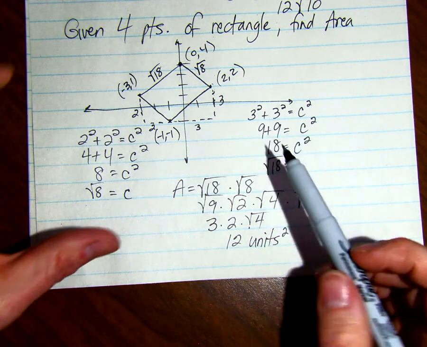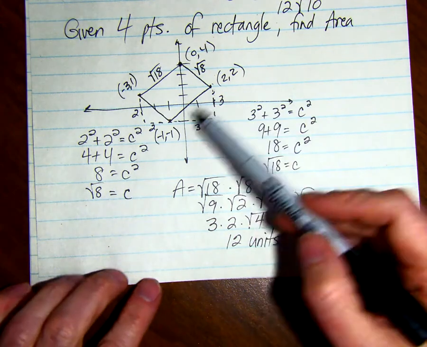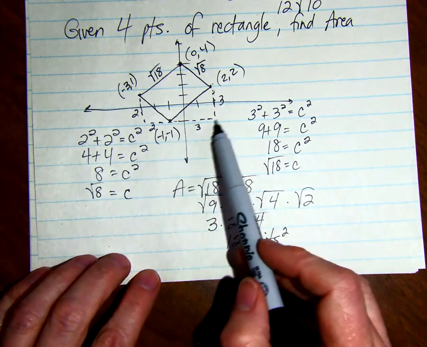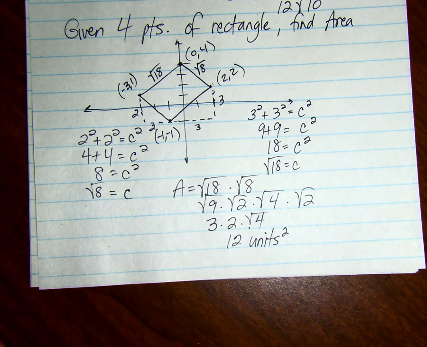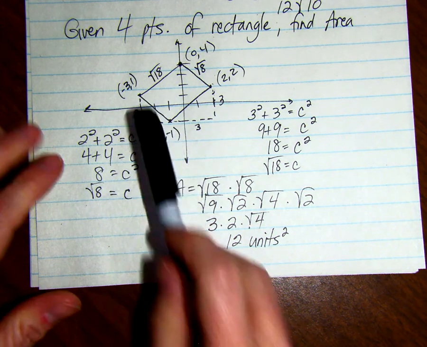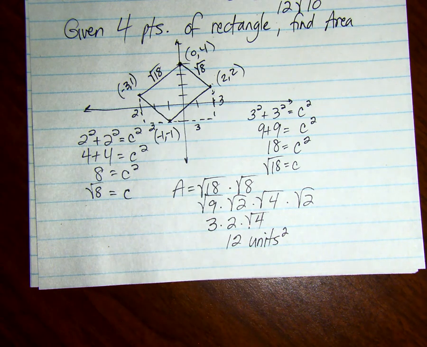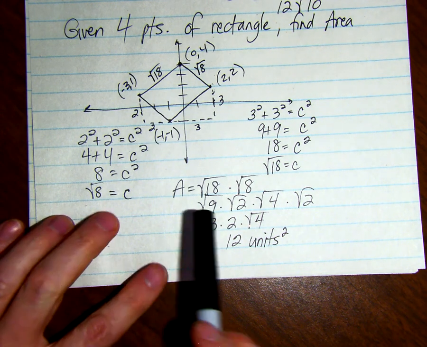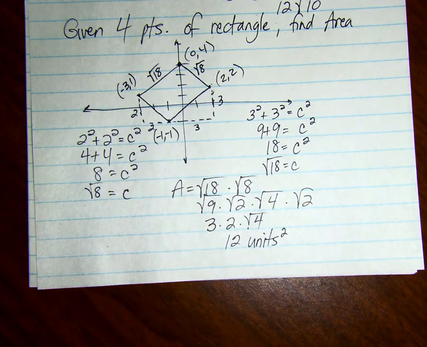Whenever you have a rectangle like this that's tilted, you have to find the length and the width by using the Pythagorean theorem. You might have a square root as a length or width. Then to find the area, you're going to multiply those two. And you have to know this product of square roots rule in order to do that. And that's the end of the lesson.